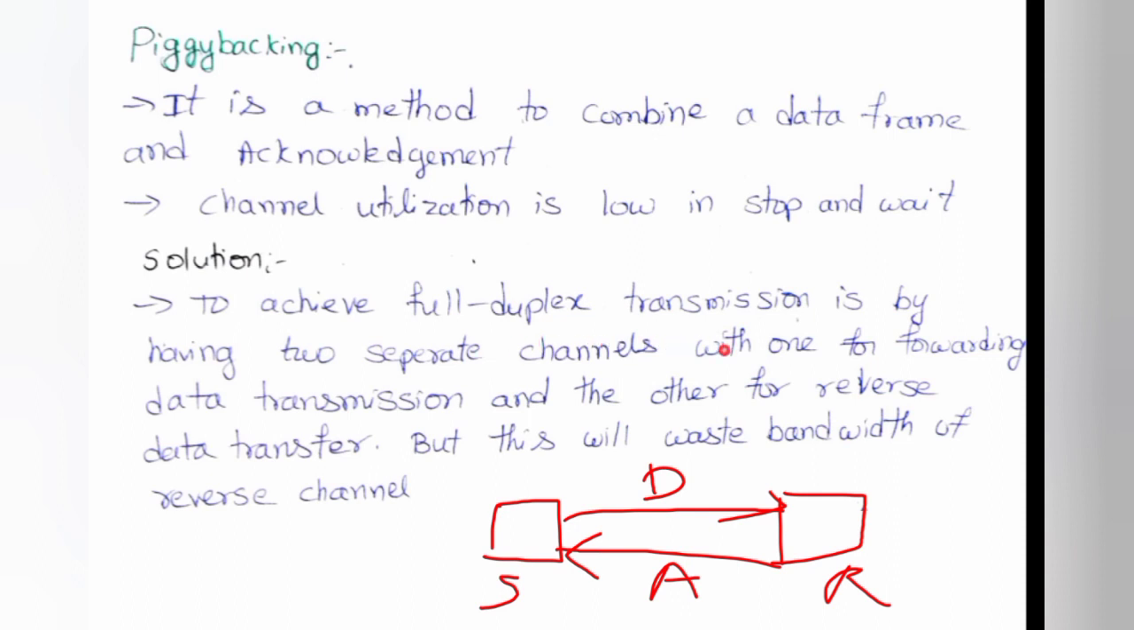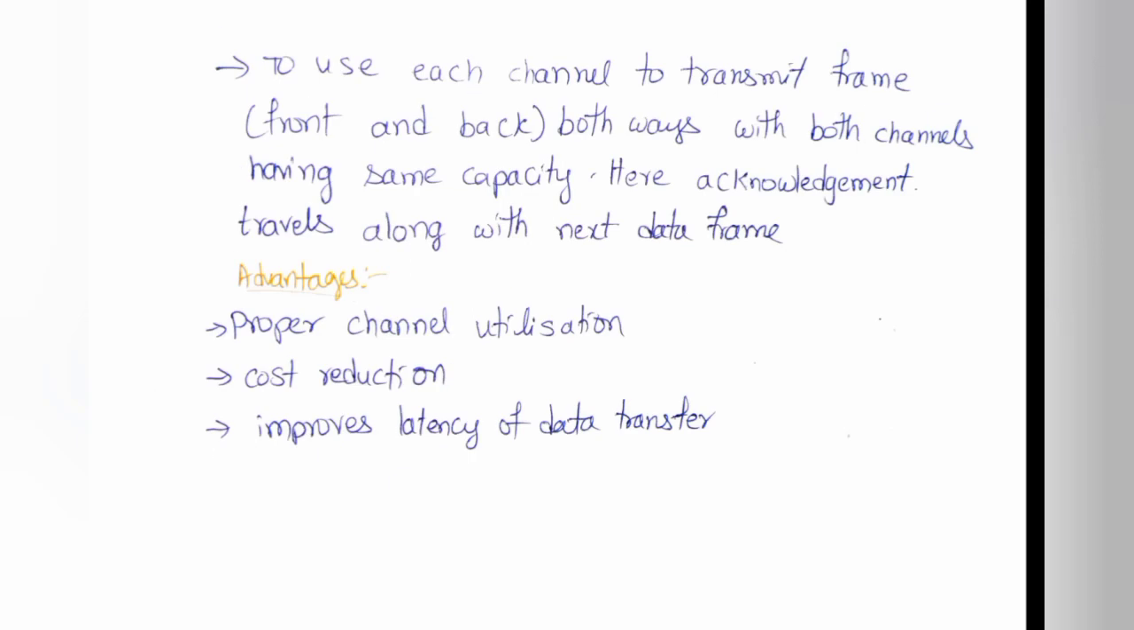To achieve full duplex transmission, we can have two separate channels, one for forward data transmission and the other for reverse data transfer. But this will waste the bandwidth of the reverse channel that we face in the half duplex communication of the stop and wait protocol. So we use each channel to transmit frames both ways, with both channels having the same capacity. Here the acknowledgement travels along with the next data frame.